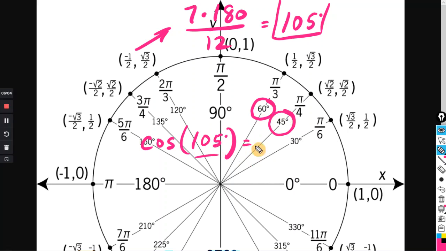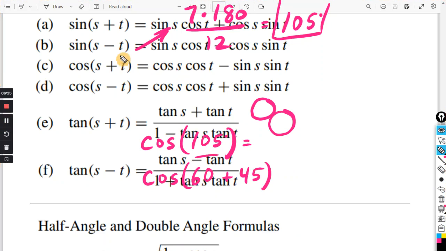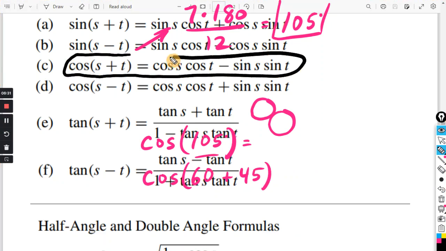So the cosine of 105 is going to be equivalent to the cosine of 60 plus 45. And now we just have to find the formula for adding two angles with cosine. All right, so we are looking at this formula right here, the addition identity for the cosine. We have cosine of s plus t, so cosine of 60 plus 45. That's going to equal cosine of s. So we're going to let s equal 60, and we're going to let t equal 45.